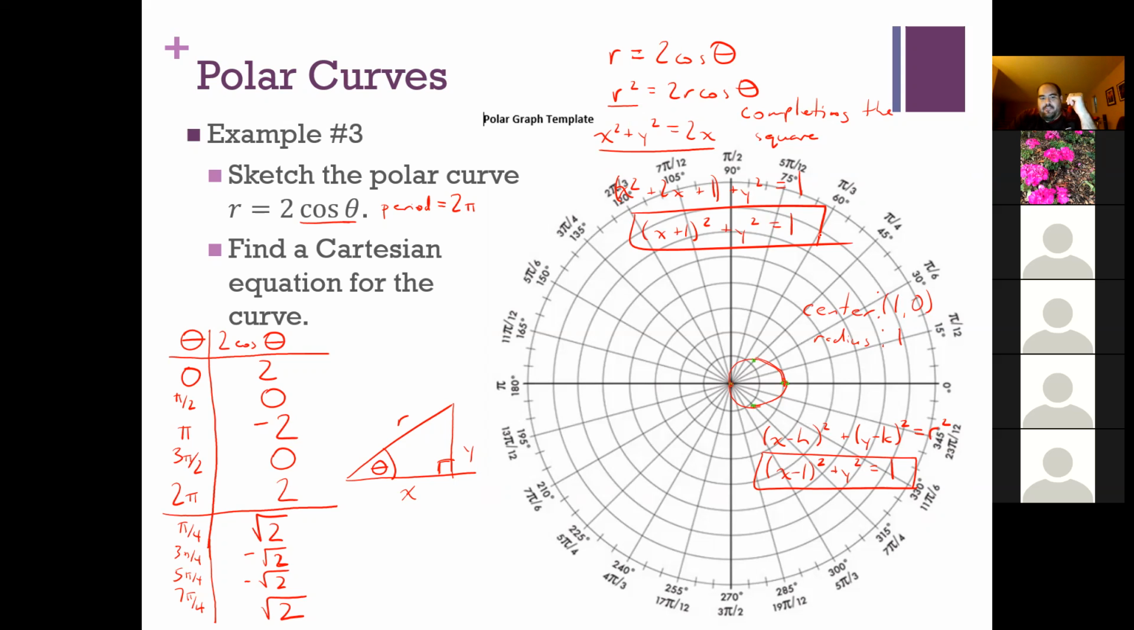So are we okay with how we did this, how we got that circle, how we converted that equation? Anything at all about this one?